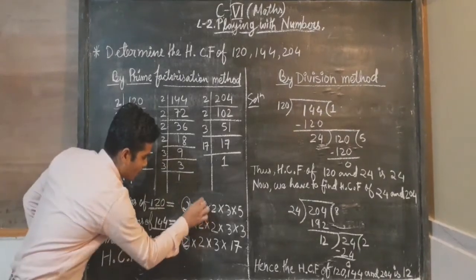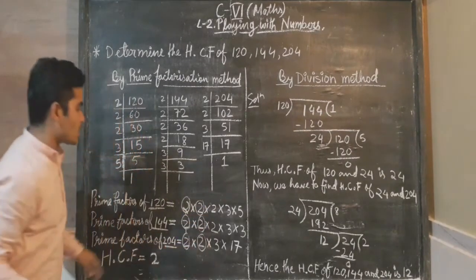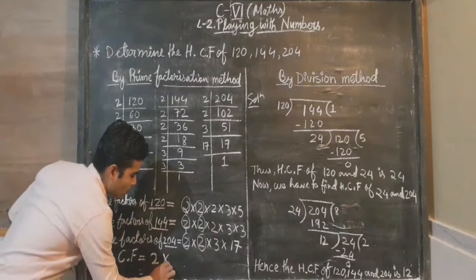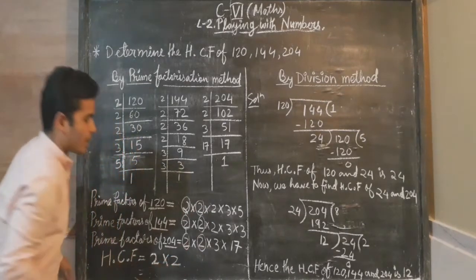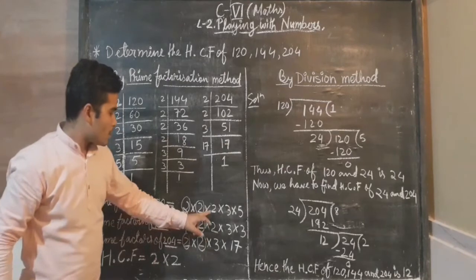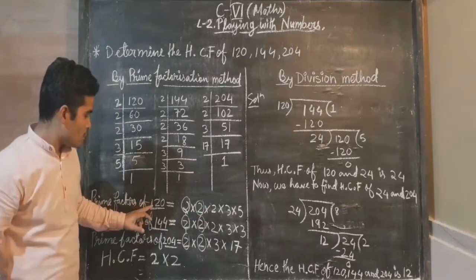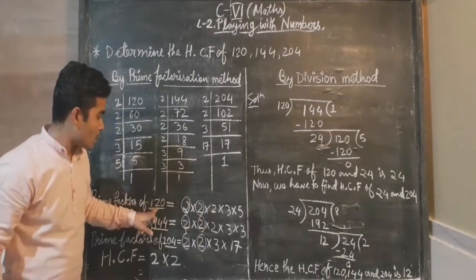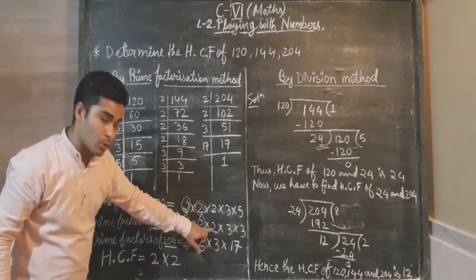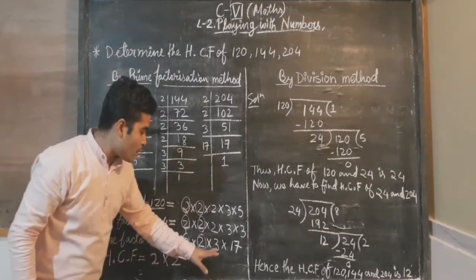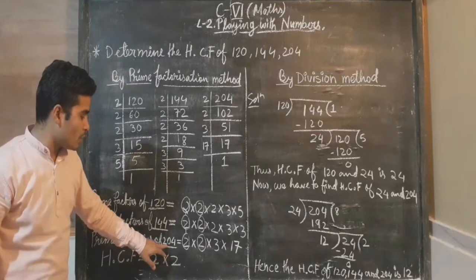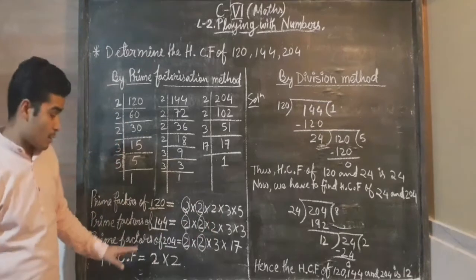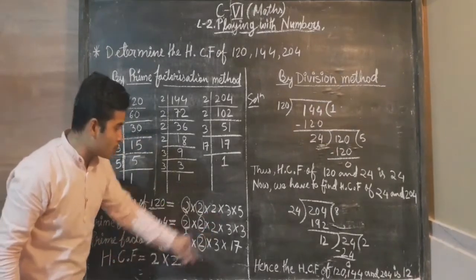Again, for the next factor you can see 2 is again common. So we will write one more 2 for these common factors. Again, you can see there is a 2 in these two numbers only, 120 and 144. But for making another group we don't have any 2 in 204, so these 2s will not make another group. So again we move to the next factor.